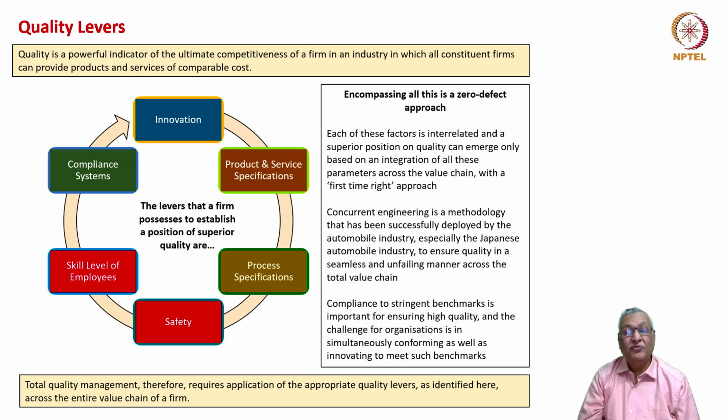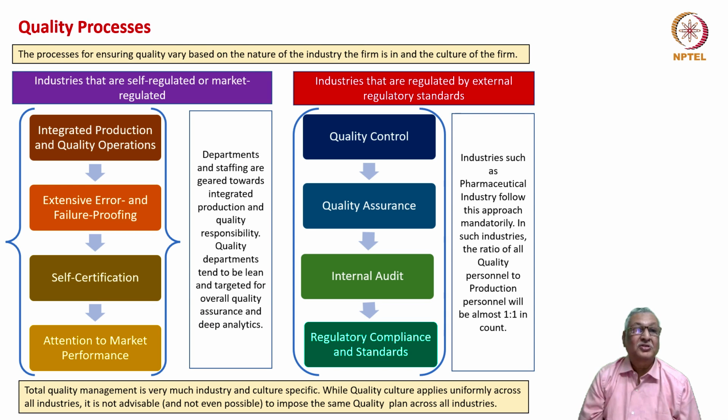Every company, whenever faced with difficult situation, will talk about cost reduction. No company at the same time talks about quality upgradation. This is a fallacy in the industrial psychology. We need to look at both cost minimization and quality maximization as twin pillars of a revival or competitiveness strategy of a company. The processes for ensuring quality vary based on the nature of the industry the firm is in and the culture of the firm. There are industries that are self-regulated or market-regulated. There are also industries that are regulated by external regulatory standards.